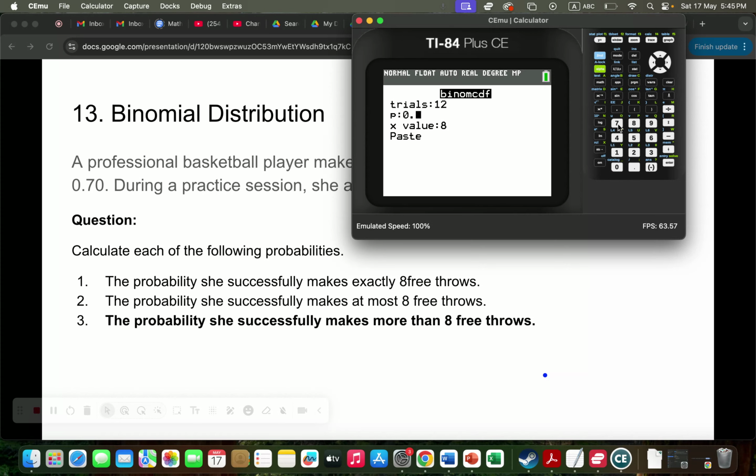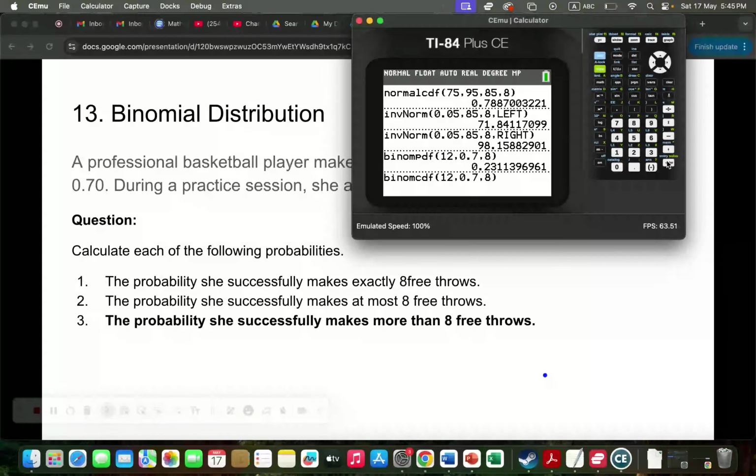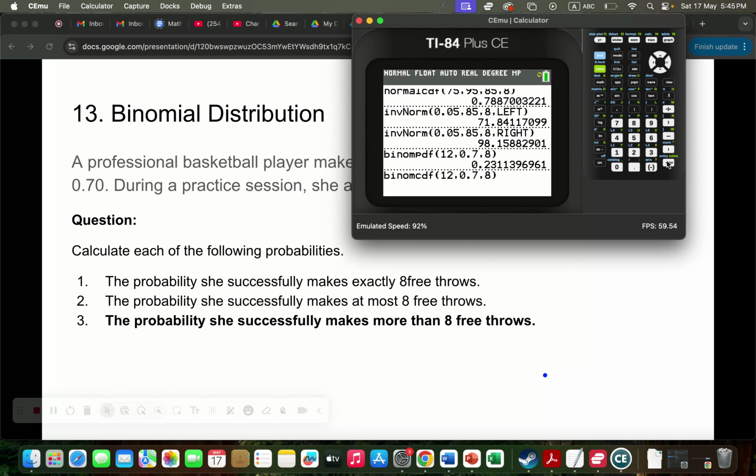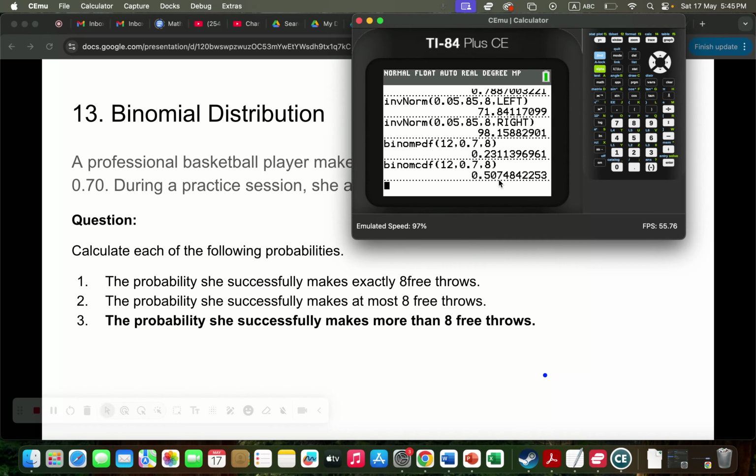Okay. So why we choose X to be 8 is because we're trying to get the calculator to add up all the probabilities of 8, 7, 6 all the way down to 0 free throws. That's the difference between PDF and CDF in this case. Then we go to paste. Then we press enter. Look at the difference. It's 0.507. That's the value of the probability where this player makes at most 8 free throws.